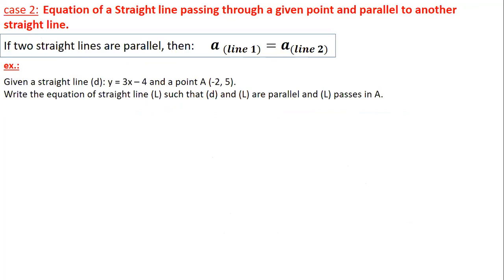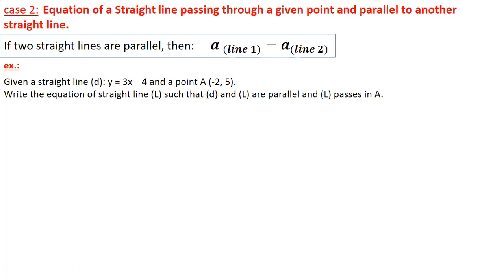So here, I'm finding the equation of a straight line that is parallel to another straight line. Of course, I will give you a point and a straight line. This is a very important rule: if two straight lines are parallel to each other, then the slope of the first line will be equal to the slope of the second line. So in a system of axes, if we have two parallel straight lines, their slopes will be equal.